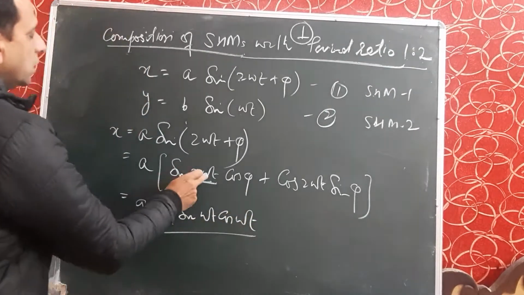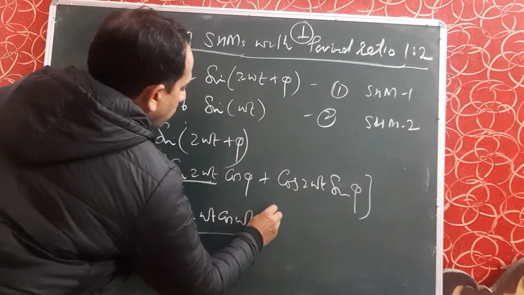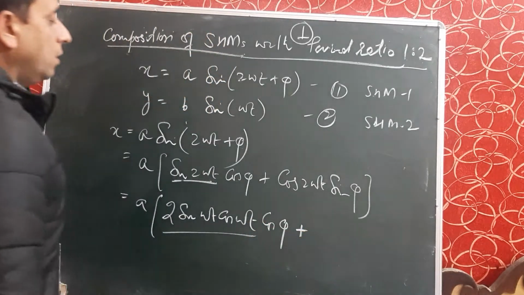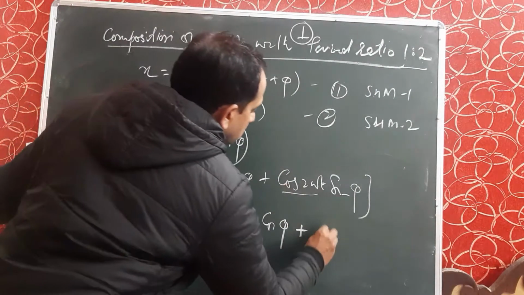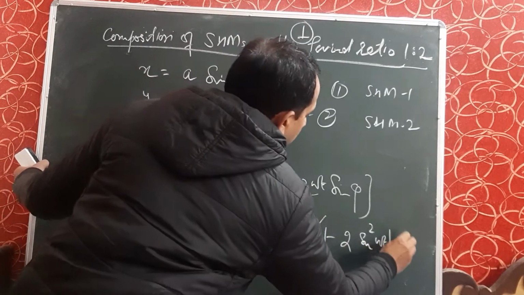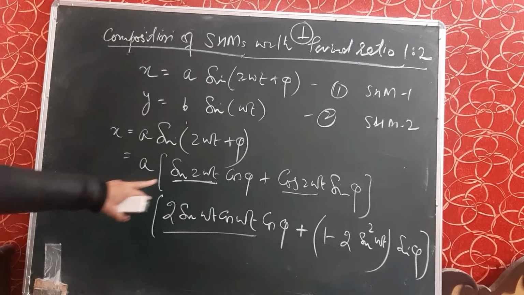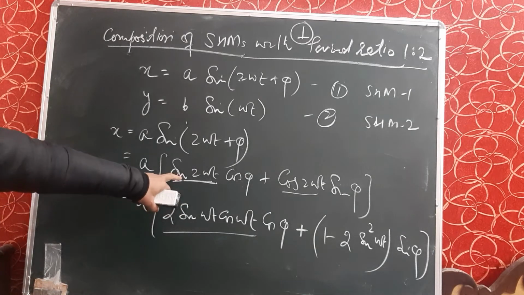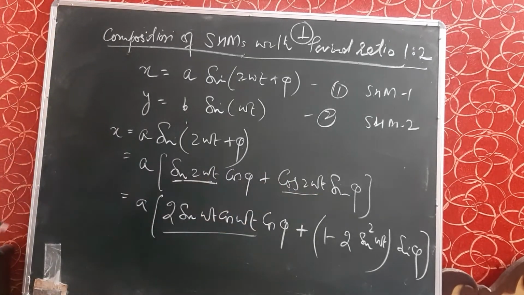You know that sine 2 theta is 2 sine theta cos theta, into cos phi, plus cos 2 omega t. You know that cos 2 omega t is 1 minus 2 sine square omega t, into sine phi. So it is clear, I have solved this formula: sine 2 omega t is expanded as sine 2 theta, and cos 2 theta is taken as 1 minus 2 sine square theta. Now this equation is only in single omega t.